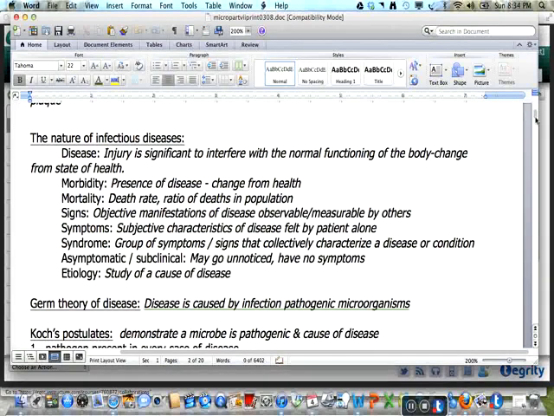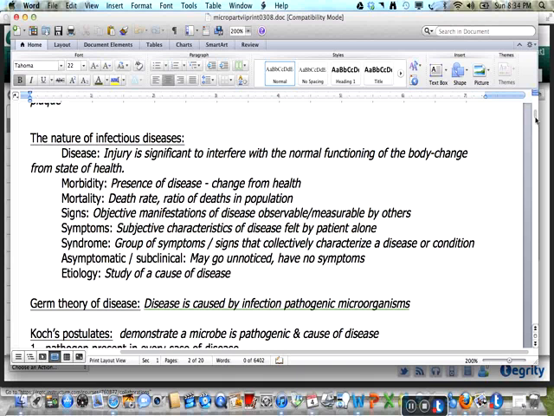Disease is defined as injury significant enough to interfere with the normal functioning of the body, or a change from a state of health. Morbidity is the presence of disease, where mortality is the death rate observed as the ratio of deaths in the population. Signs are objective manifestations of the disease, observable or measurable by others. Symptoms are subjective characteristics of the disease felt by the patient alone.